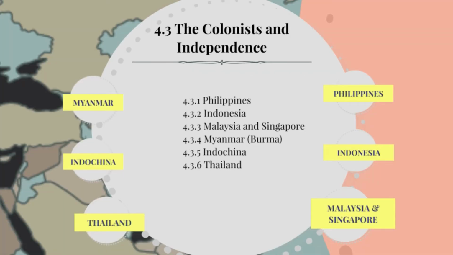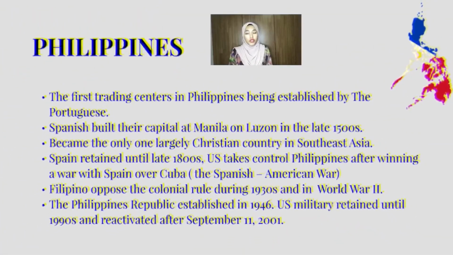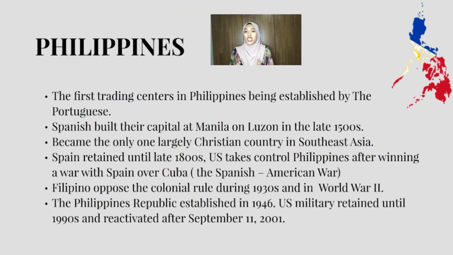The colonies and independence. The Portuguese were the first colonial force to establish trading centers in the Philippines. They were forced out by the Spanish, who built their capital at Manila on the island of Luzon. Spanish control attracted Roman Catholic priests and their monastic orders, which gained control over vast lands and resources. Filipinos became the only large Christian country in Southeast Asia because they united many different groups. Spain retained its Philippine colonies until the late 1800s.